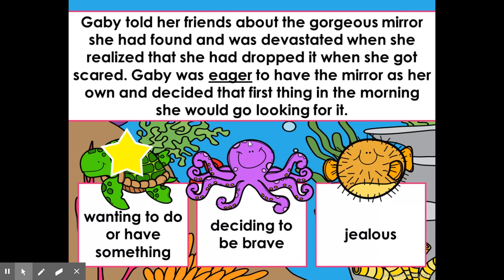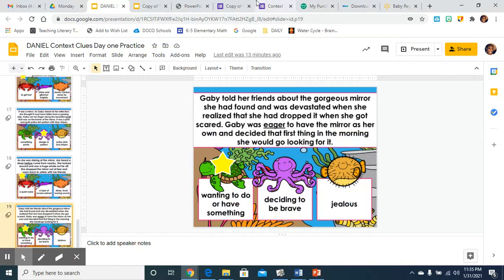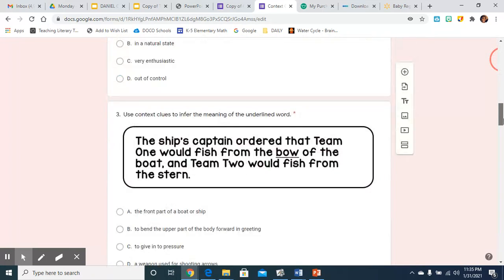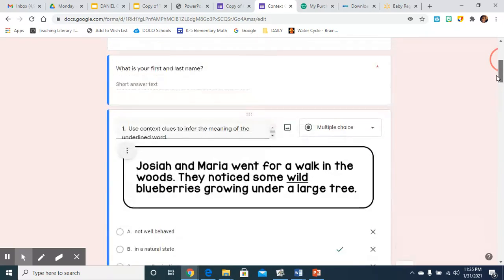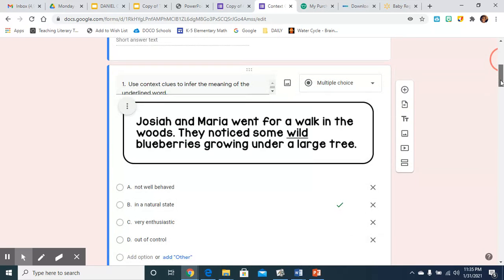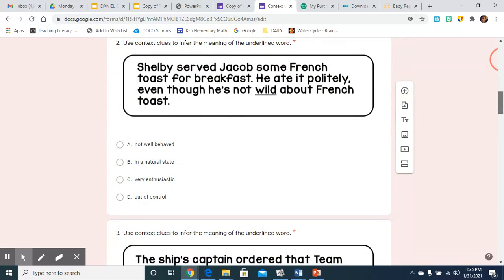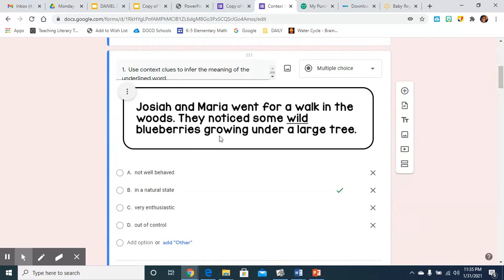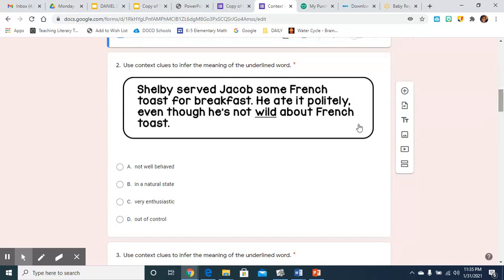All right, and that is the end of the lesson. And so, what you guys will do at your seats are these multiple meaning word practice task cards. All right, and so there are 10 of them. So, for example, you have to figure out what wow means here, and you have to figure out what wow means here. So, obviously, the answer to this one is B.